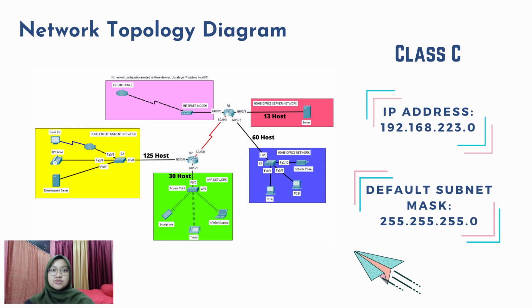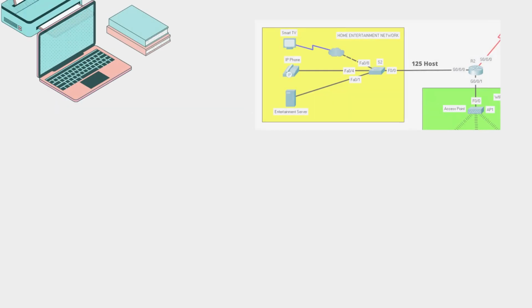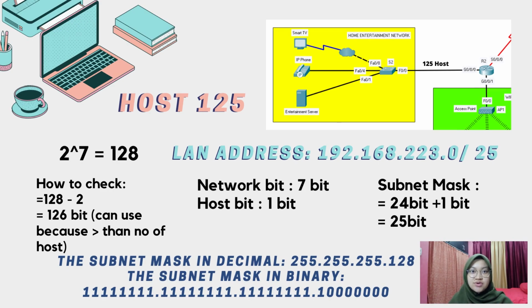255.255.255.0. We also need to provide the hosts for each network, so we decided to set a home entertainment network for 125 hosts, 30 hosts for the Wi-Fi network, 60 hosts for the home office network, and the last one is the home office server network with 13 hosts. To determine the IP address for each network, we need to consider the largest to smallest hosts. The first, which is the largest, is 125 hosts at the home entertainment network.